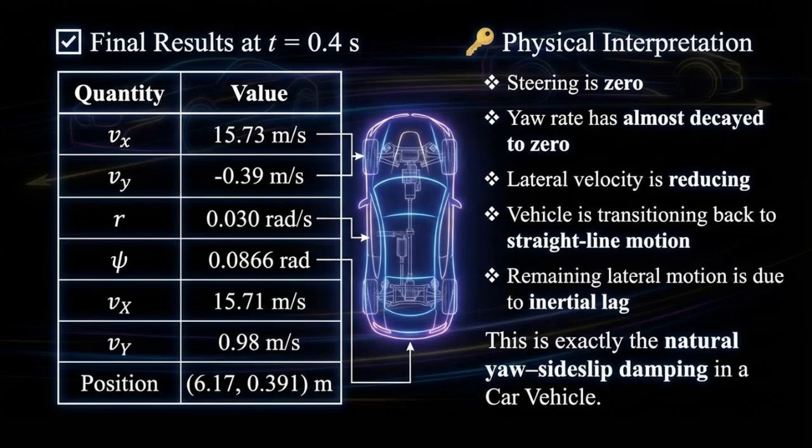Let us now look at the final outcome and key insight. At time equal to 0.4 seconds, the final state table is shown, listing the vehicle's velocities, yaw rate, orientation, and position. The key takeaway is this: there is zero steering input, yet the vehicle naturally returns to a straight path. This self-alignment occurs because inertial lag and tire cornering stiffness work together to dissipate side slip and yaw energy. As a result, the vehicle stabilizes on its own, demonstrating the effect of natural damping in lateral dynamics.